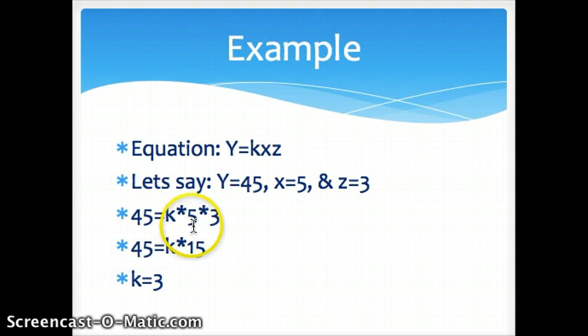Now you multiply 5 times 3, so you'll get 15. So your next step of your equation would look like 45 equals k times 15. Now what you have to do is divide 45 by 15 and you'll get that k is equal to 3. So this is how you find k.